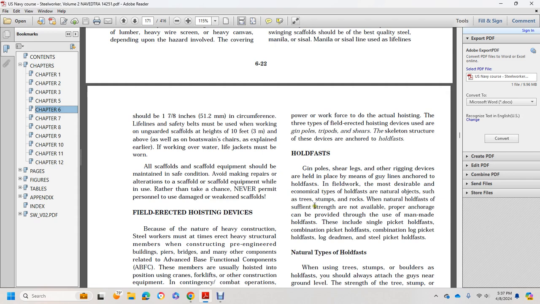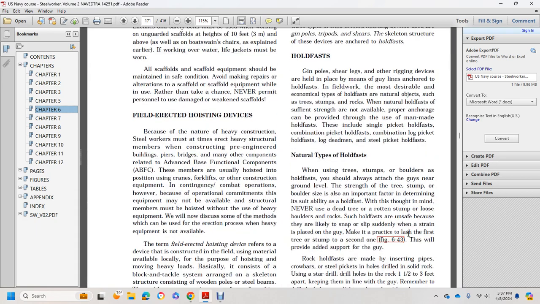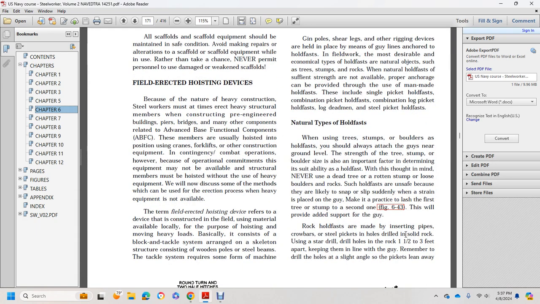When a natural hold fast with sufficient strength is not available, proper anchorage can be provided by using a man-made hold fast. These include the single picket hold fast, combination picket hold fast, long picket hold fast, log deadman, and steel picket hold fast. Natural types of hold fast: while using trees as builders of hold fast, the tree should always be attached with the guys near ground level. The strength of the tree, the stump, or the boulder are important factors for determining suitability as a hold fast.